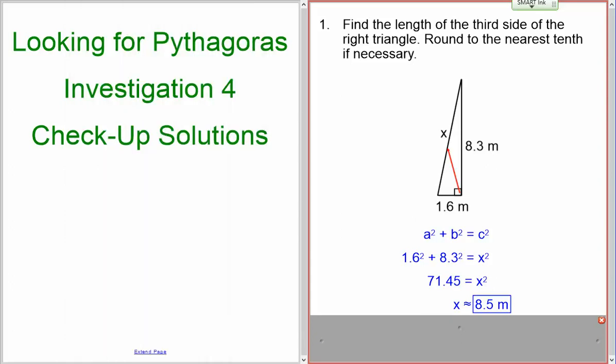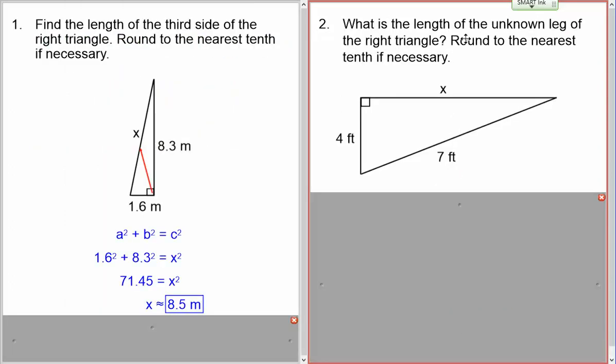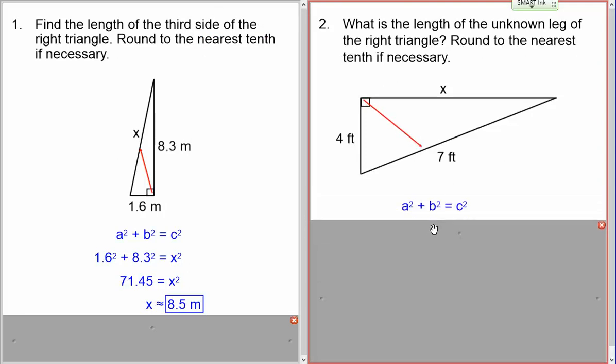All right, moving on. So this time, the unknown leg. We don't know a leg, but we know the hypotenuse, again because the hypotenuse is the side across from the right angle. We don't know one of the legs. So a squared plus b squared equals c squared. This time c is 7. It really doesn't matter where you put the x and the 4, as long as you put them in for either a or b.